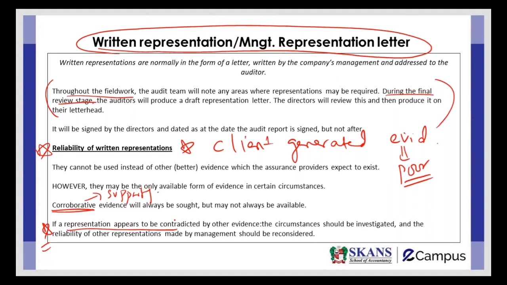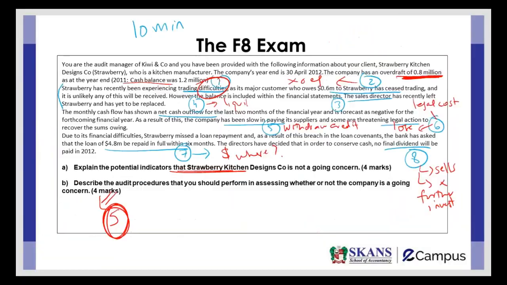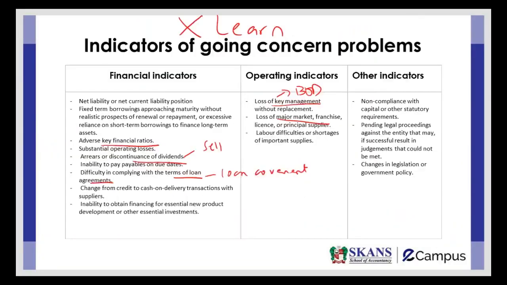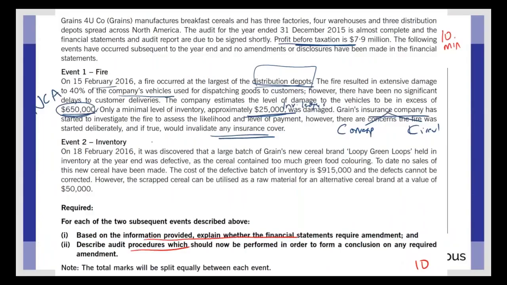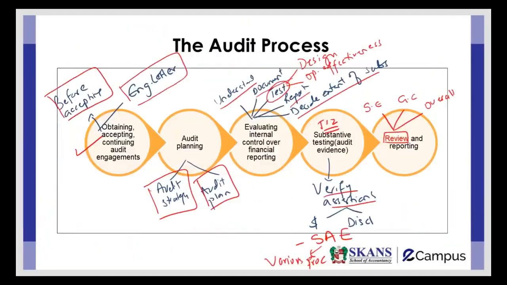Any questions regarding the review stage of audit, guys? We have now finished the review stage of audit. I go back. We can now conclude that review has subsequent event, going concern, and overall review. I'm opening up the chat box.